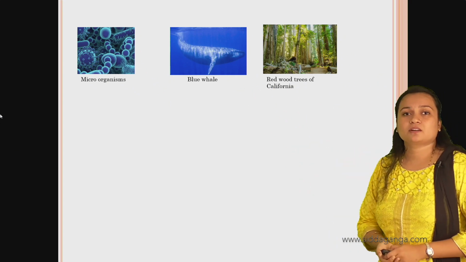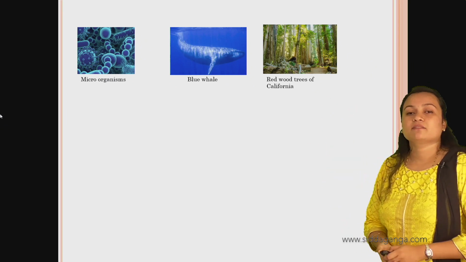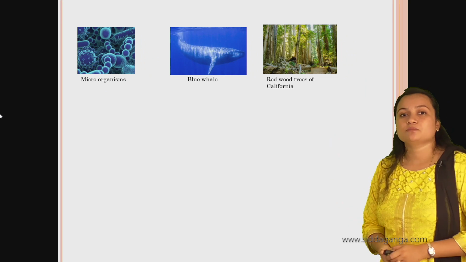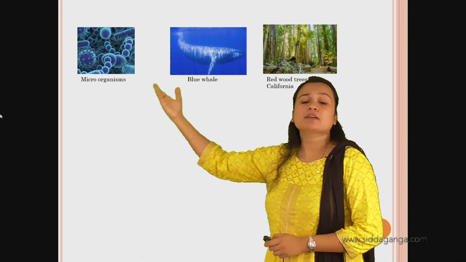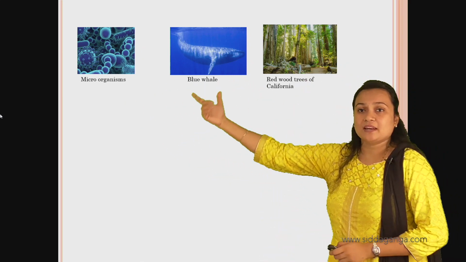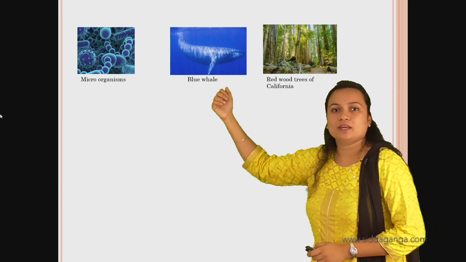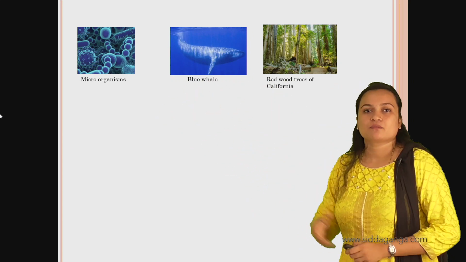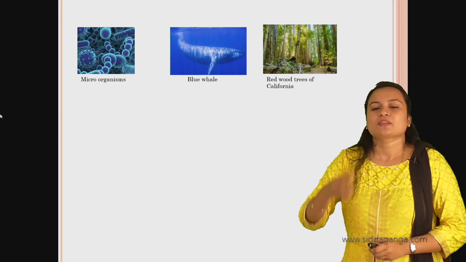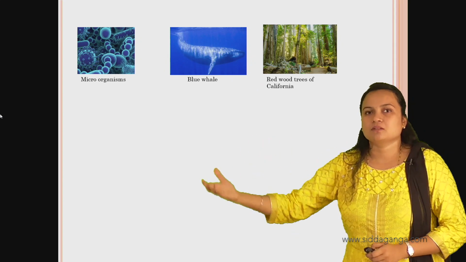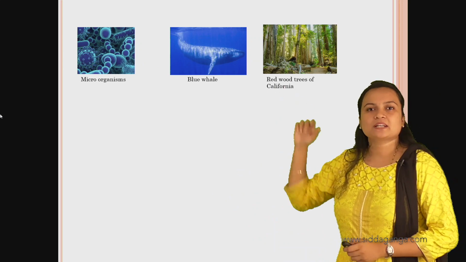Here the blue whale will range about 30 meters in length, whereas the redwood trees will range about 100 meters in length. So can you compare this? Can you compare the microorganisms with this? Can you compare the size? Can you make out they are from very small to very large, very big organisms, right? Here the size will differ. As the organisms differ, the size and the design will also differ. So that is one case, size.